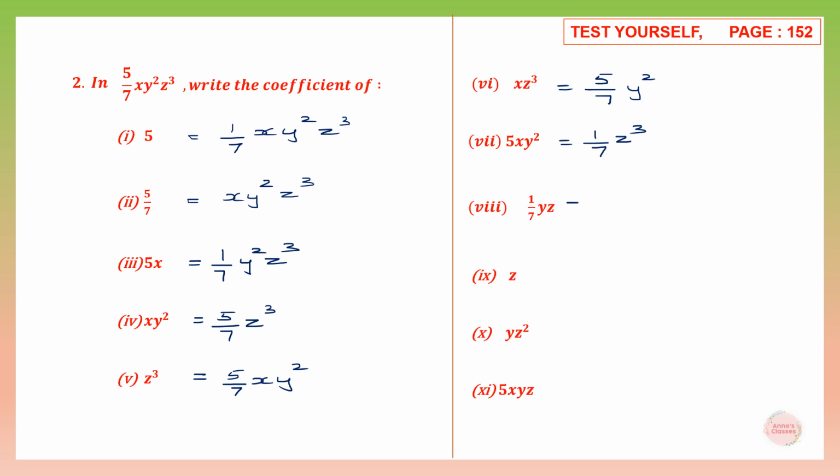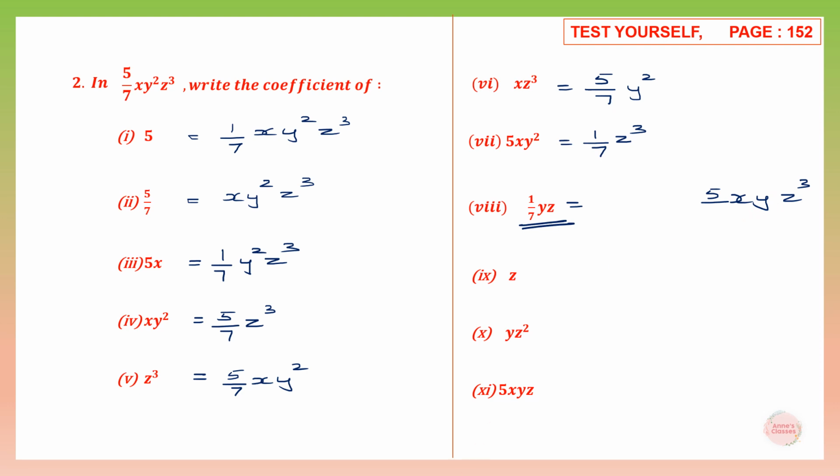The next question, again let's write the whole question. 5 by 7 x y square z cube. We have to leave out 1 by 7 y z. So when we leave out 1 by 7, I'll remove the 7 here and I'll remove y, only one y. That means I have to keep 1. Now there are 2 here and I have to remove only one y. So this will remain 2 minus 1 is 1. So I will keep the y there.